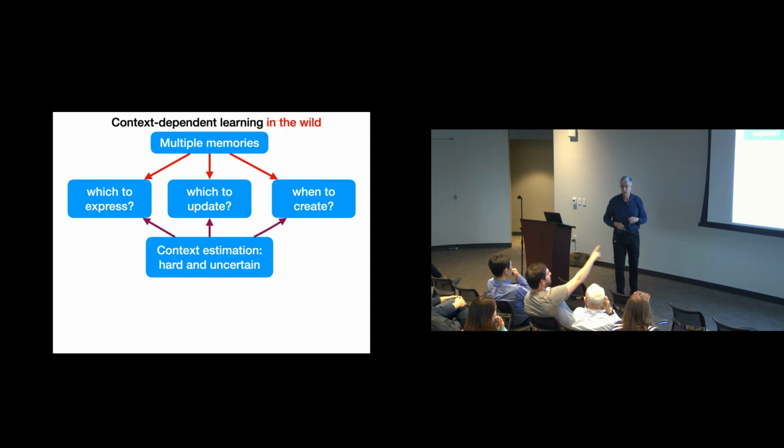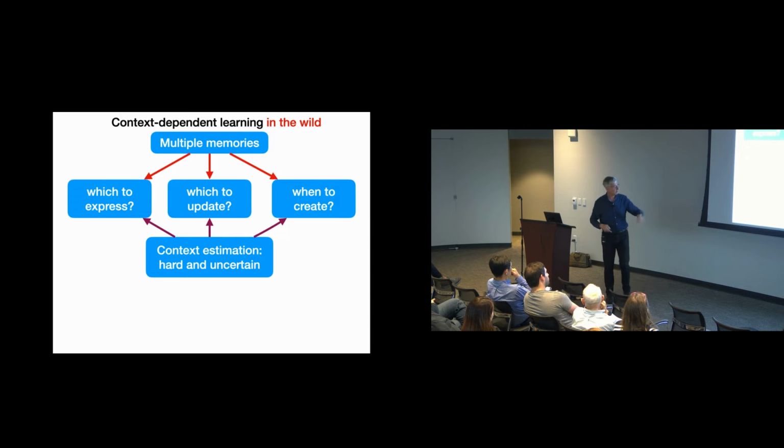Can you talk a little bit about the spectrum of how discrete versus continuous? So on the left and right, expressing and creating are maybe more discrete. Updating is a more continuous thing, maybe? Yeah, so expressing is choosing how much to express. We'll see in much more detail how much to express each memory. It's a weighting on each memory. Updating is again a weighting, and this is a binary thing. Either you create or you don't create.